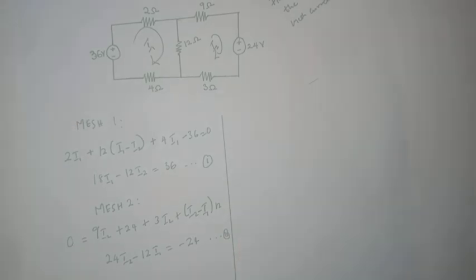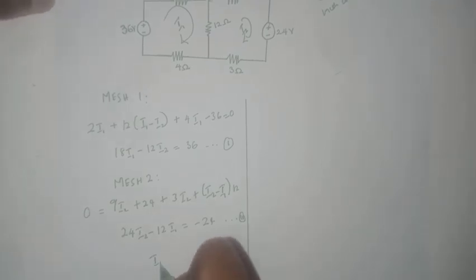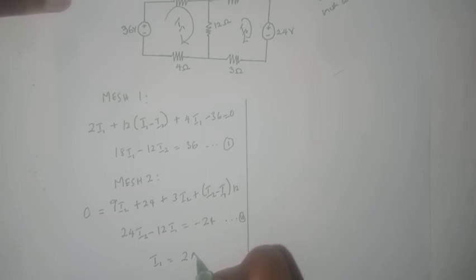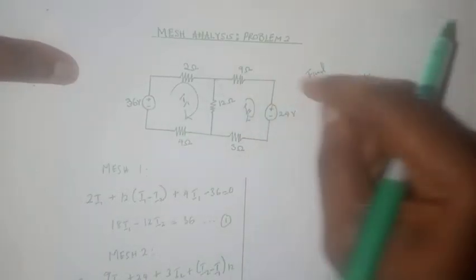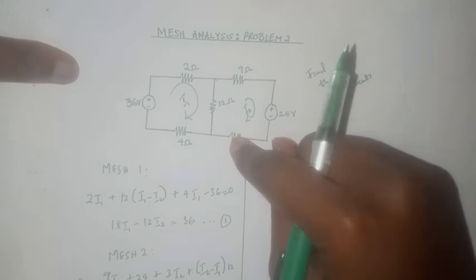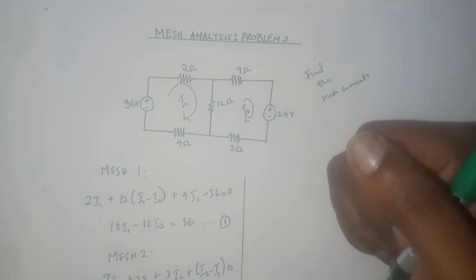We can then solve these two equations simultaneously and arrive at our values for I1 and I2. With the help of a calculator, we can easily determine that the value of I1 would then be 2 amperes and the value of I2 would be 0 amperes. That is to say that no current flows through this 9 ohm resistor and this 3 ohm resistor, and 2 amperes flows through each other resistor in the circuit.